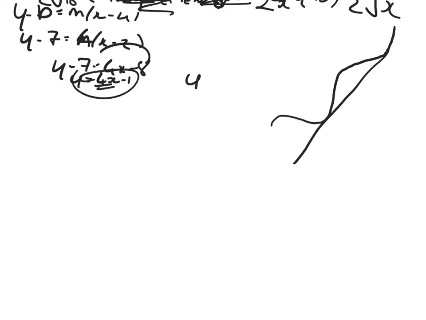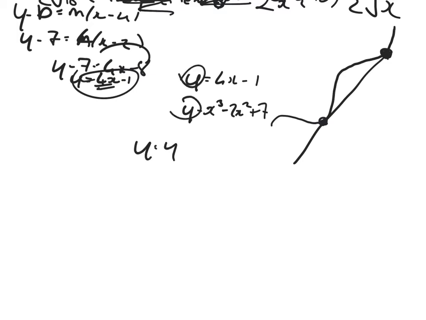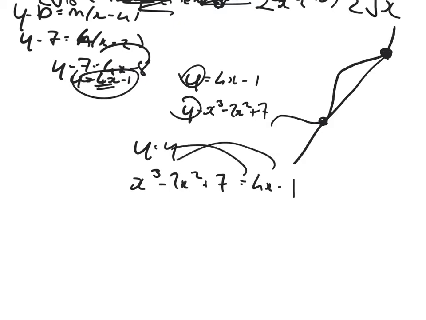So there is the tangent, y equals 4x minus 1, and the curve was y equals x cubed minus 2x squared plus 7. So that's insinuating then that we cut at least one more time. So to find that point of intersection, we would make y equal to y. That's x cubed minus 2x squared plus 7 is equal to 4x minus 1. Okay, so let's bring this across and make it equal to 0. X cubed minus 2x squared minus 4x plus 8 equals 0.